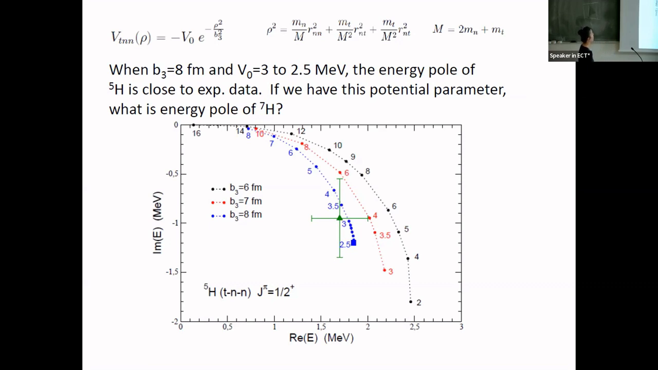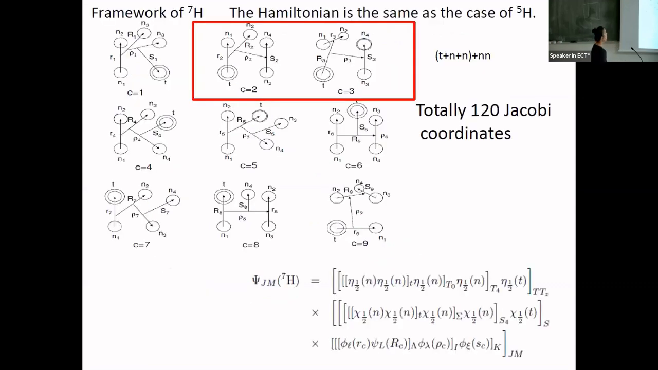You can see that in comparison with the experimental data, if we use b3 equal to 8 femtometer and V0 equal to 3 or 2.5 MeV, the energy pole of hydrogen-5 is close to the experimental data. So if we have these potential parameters, what is the energy pole of hydrogen-7? This is the framework for hydrogen-7.